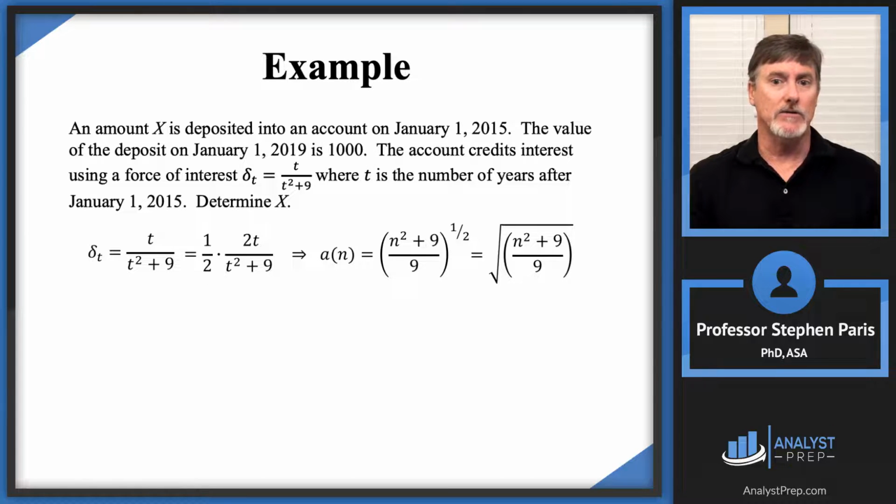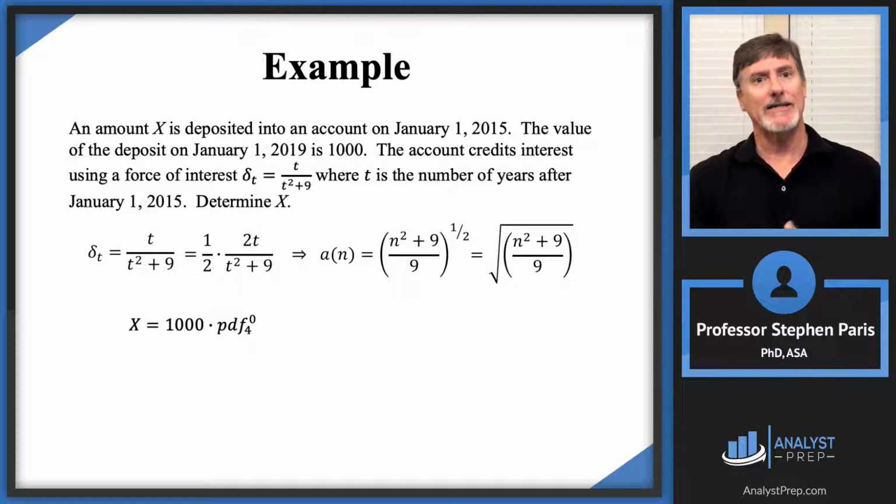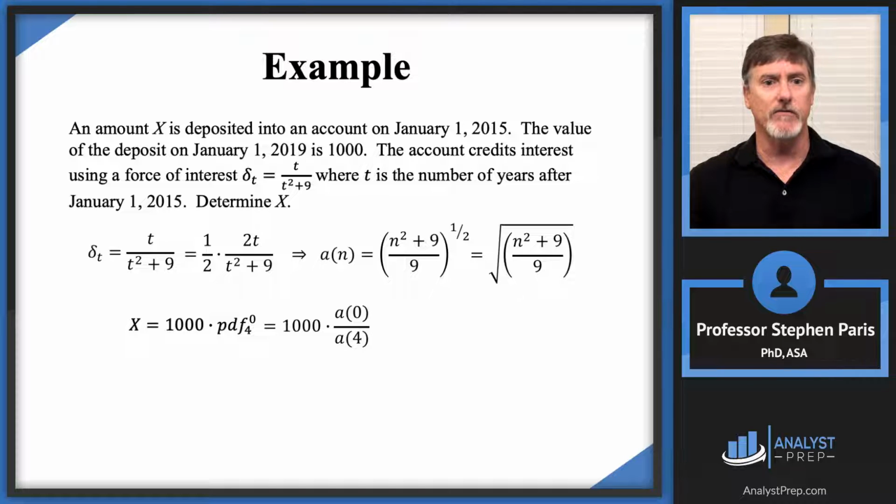And so that's going to be very helpful, because now what I'm trying to solve for is cap X. I know it's 1,000 times the periodic discount factor from time 4 back to time 0. The periodic discount factor, written in terms of the accumulation function, is 1,000 times a of 0 divided by a of 4. A of 0 is always going to be a 1.